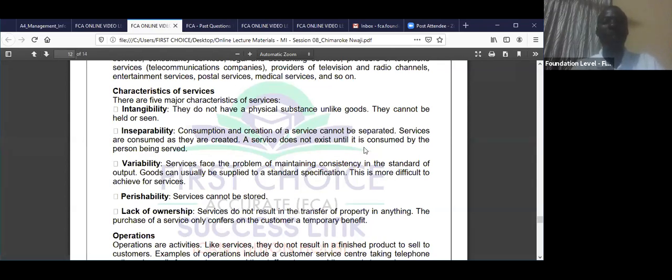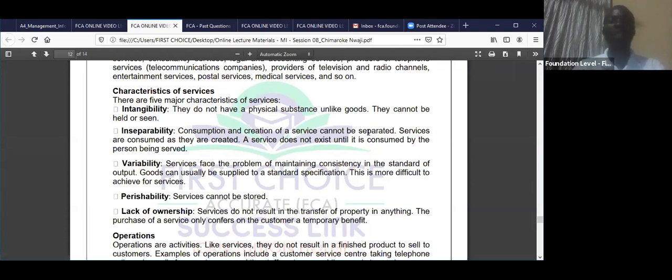Now, we have variability. That means the service is not done to specification. Goods are done to a specified standard. If you want to produce bread, they will tell you to do it to maybe 0.1 kg, fine, or 0.2 kg, that's fine. It's a specific standard. They will tell you that something is substandard, which means they have a specific standard.